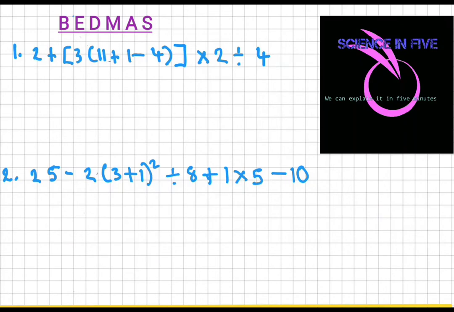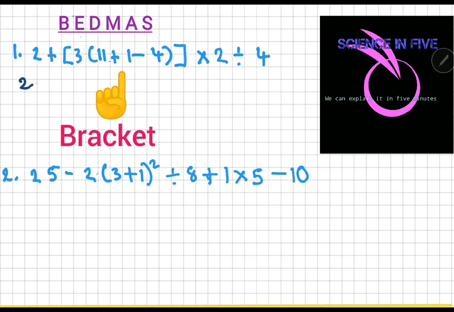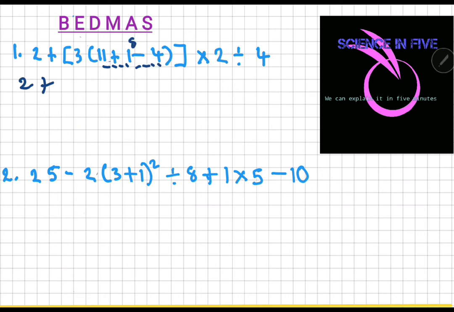Okay. So in the first question, we've got an interesting sum. Where do we begin? The bracket. So the 2 is going to remain. Inside the bracket, let's go to the bracket that is at the center. So I've got 11 plus 1, which is 12, minus 4. This gives me 8. The 8 times 3 becomes 24. Times 2 divided by 4.